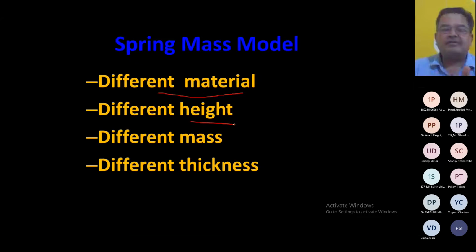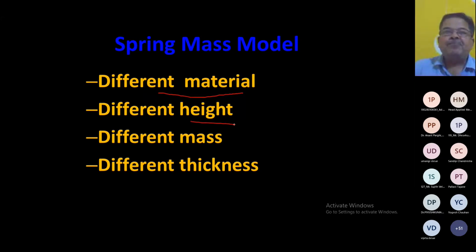This is the difference, right? 12 EI upon L cube and 12 EI upon 2L cube. So its stiffness will reduce 8 times, right? So this is happening, and we have to study what the effect is. If you increase the height, your structure will become flexible. If you decrease the height, your structure will become stiff.